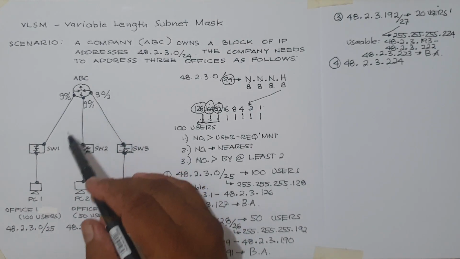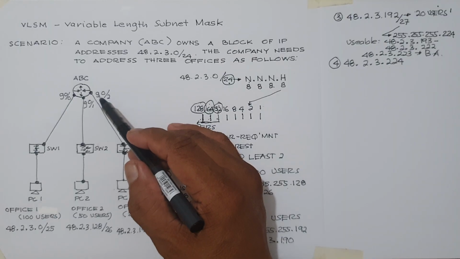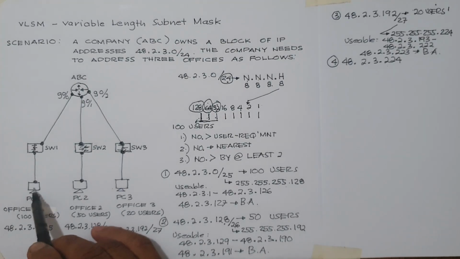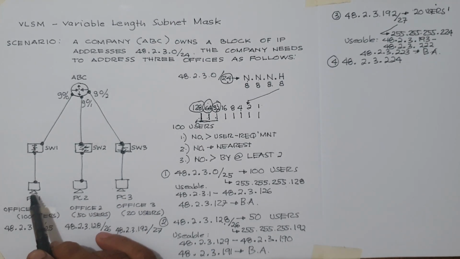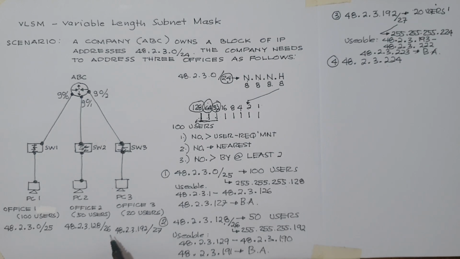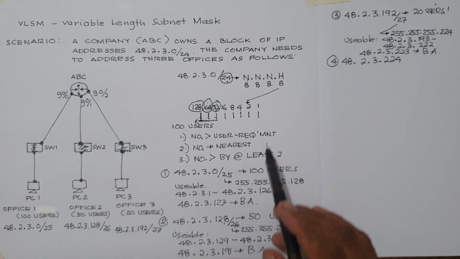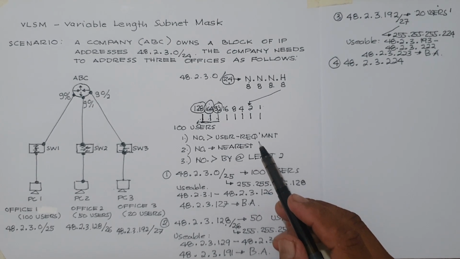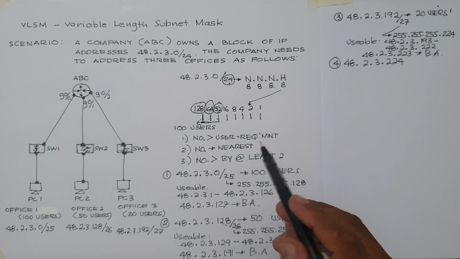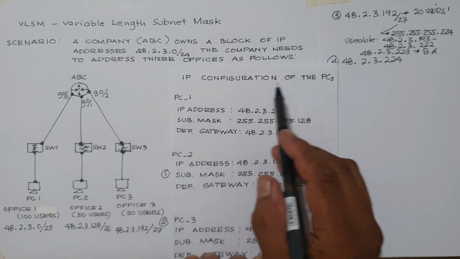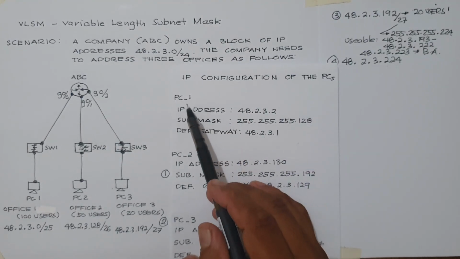Then G0/1 connects to Office 2. Then G0/2 connects to Office 3. So we now assign IP addresses to the PCs, or to these representatives of the offices. So if we do that based on the configuration, these will be the IP addresses. Okay, so IP configuration of the PCs, for PC1.